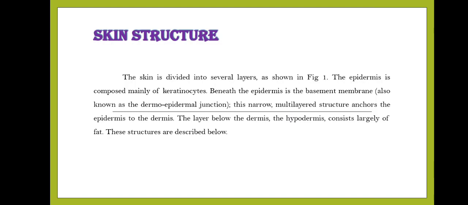Skin structure. The skin is divided into several layers. As shown in Figure 1, the epidermis is composed mainly of keratinocytes. Beneath the epidermis is the basement membrane, also known as the dermo-epidermal junction. This narrow, multi-layered structure anchors the epidermis to the dermis. The layer below the dermis, the hypodermis, consists largely of fat. These structures are described below.